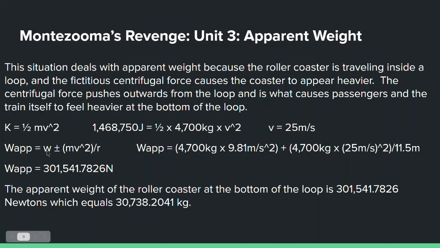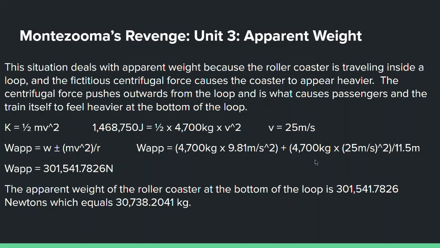and we have the weight of the roller coaster by taking the mass, which is 4,700 kilograms, and multiplying it by the force of gravity, 9.81 meters per second squared. And then we can take the mass again, which we already know is 4,700 kilograms, and multiply it by the velocity. And the velocity we calculated by taking the kinetic energy, which is a known, of about 1.5 million joules. And then we can solve for velocity as kinetic energy equals 1/2 mass times velocity squared. So we get velocity equals 25 meters per second.